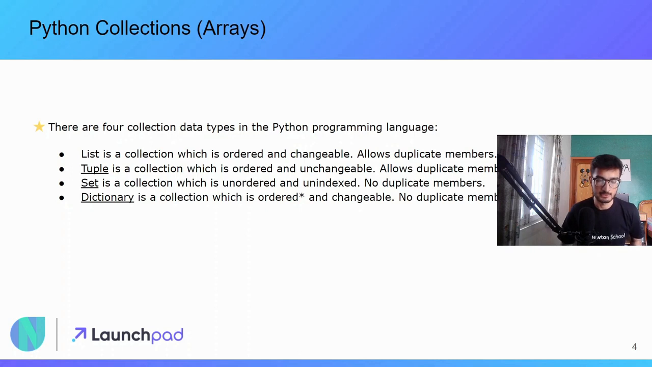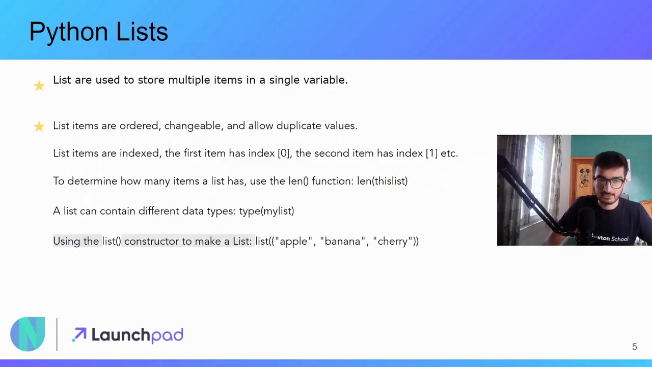In this particular video, we'll take up list, but there are a few differences that I will highlight again. Tuple is ordered and unchangeable, set is unordered and unindexed, whereas dictionary is ordered and changeable. Set doesn't allow duplicate members, whereas list and tuple both allow duplicate members. We'll come back to these differences, but for now let's get started with what lists are in Python.